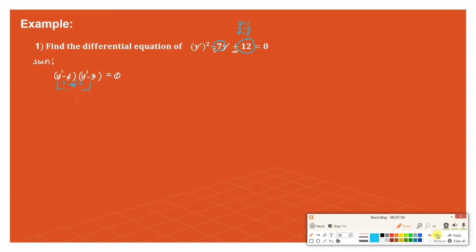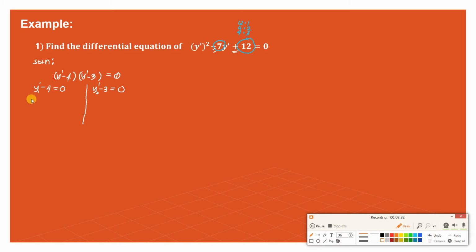Okay, so if we already have the factors, pwede nating i-isolate na siya or paghiwalayan. Ito yung ginagawa kong solution. So yung first part is y prime minus 4 equals 0 na pag dinivide natin sa y prime minus 3. Ang kabila naman, pag dinivide natin sa y prime minus 4, ang matitira, y prime minus 3 is equals to 0. So for the first part, ito yung parang y sub 1. This is y sub 2. Na hindi tayo gumamit ng quadratic formula ha.